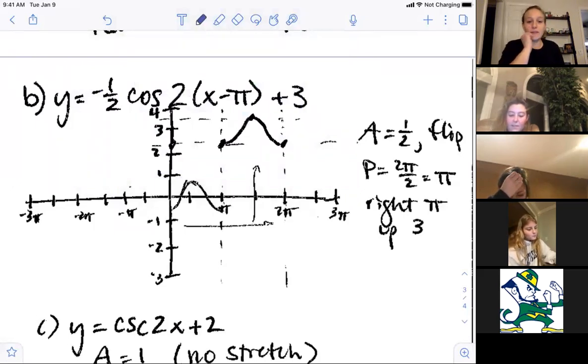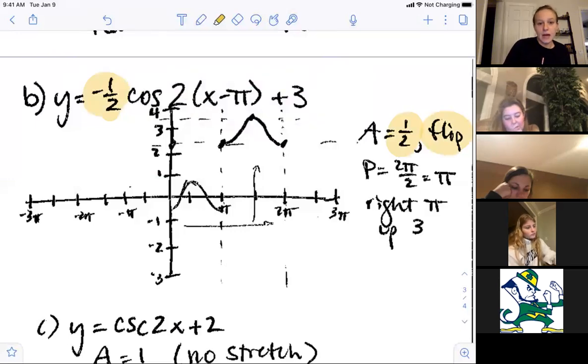Okay, so the first thing we have to do is identify all the pieces. So I have my amplitude, that -1/2 affects the vertical. I like to write amplitude as a positive number and recognize that the negative makes it a flip. I won't mark you off, but if you don't flip it, you don't get full points. So make sure that you remember the negative means that it's upside down, it's flipped.